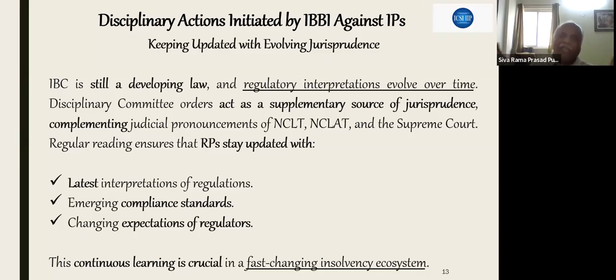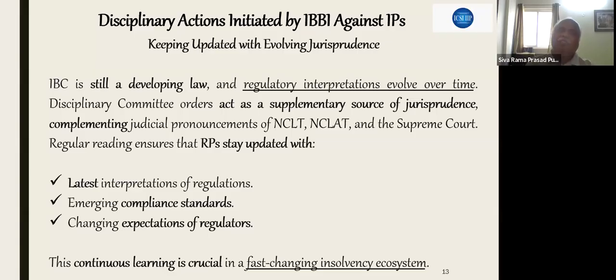This is not big or rocket science. This is max to max 256 sections and rules, regulations, and that's all, nothing else. Only one area. If the account turned bad or is not repaid by the corporate debtor to the financial creditor, a system has evolved. One system has evolved, that is the IBC system. The latest interpretation of the regulations, emerging compliance standards, and changing expectations of the regulators.